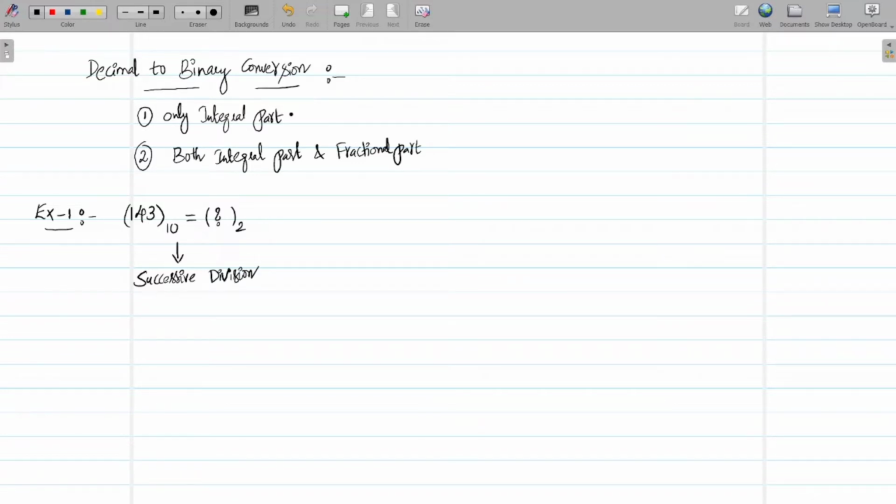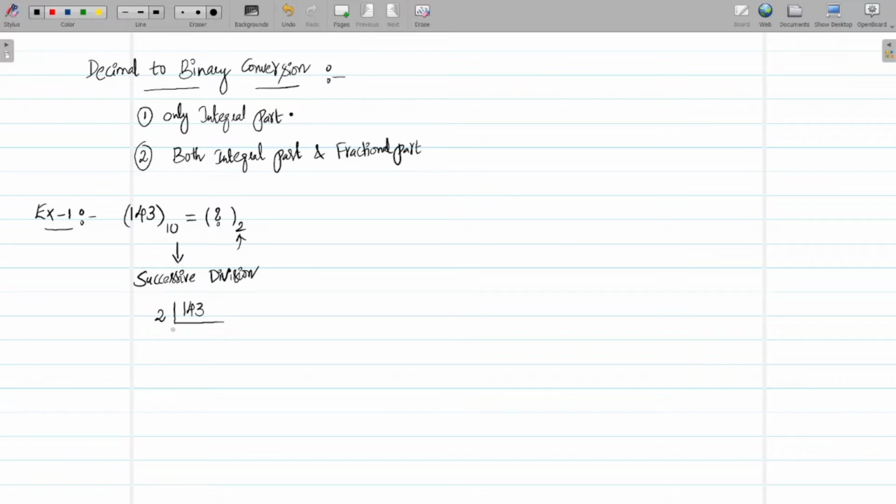So what is meant by the successive division method? You can understand it within 30 seconds. First we consider the number which we need to convert into a binary number. This is the number which I want to convert into binary. Now, what is the base of the number to which we need to convert? I need to convert this number into another number which has a base of 2. So I need to divide this 143 by 2.